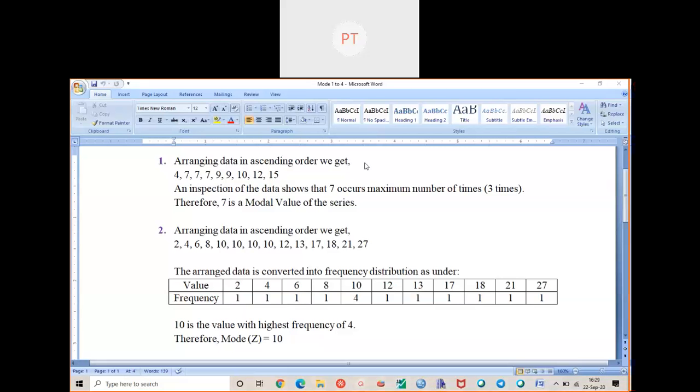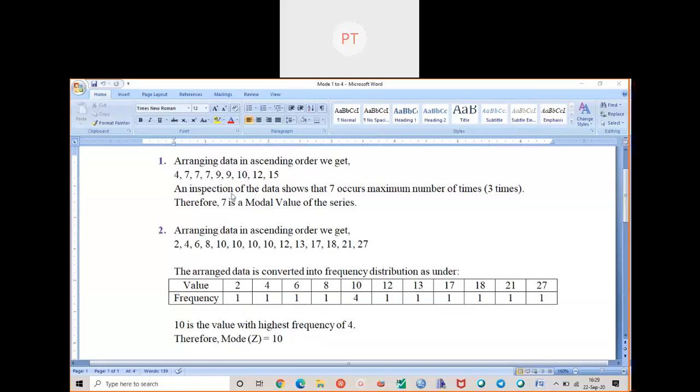So when the data has been arranged in ascending order, we get the values as 4, 7, 7, 7. After that, we have 9, 9, and after that, we have 10. After that, we have 12, and then 15. So the given data is arranged in ascending order. After we arrange the data, we will first observe here. We will do the inspection. That's your observation. Just looking at the data, we have to find out what can be the mode in this provided data.